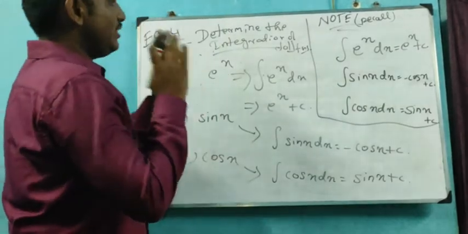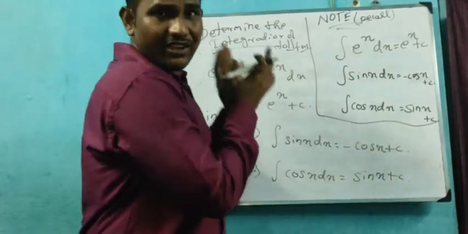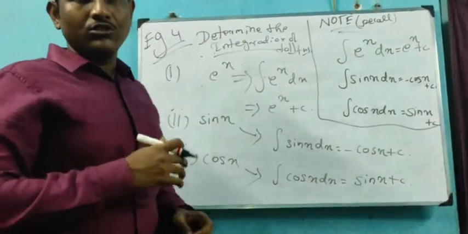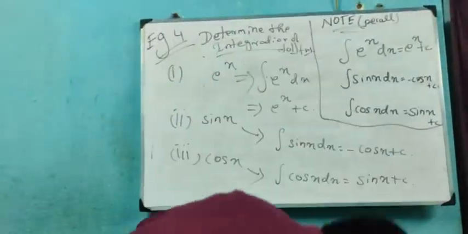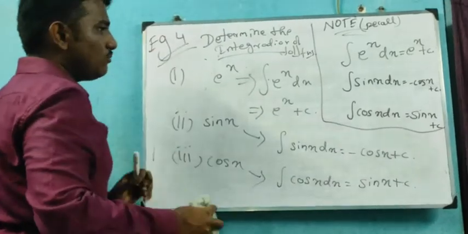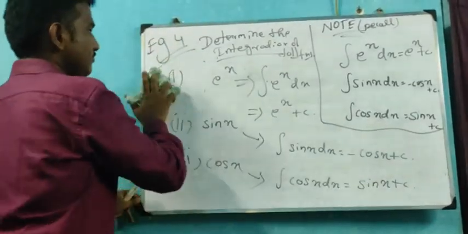So these are the three basic, very basic problems. You can go a little bit slowly. So I will do one more problem.